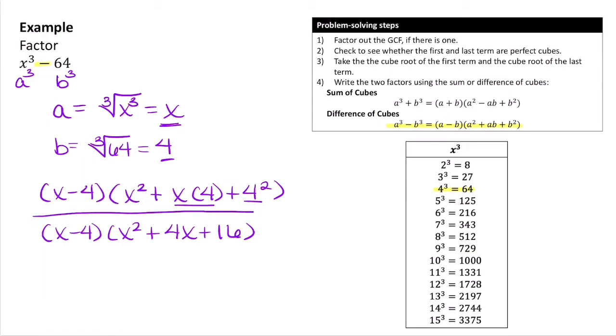So that is how you write this out. And if you want to, you can try multiplying these two expressions together and see that it does in fact equal x cubed minus 64.